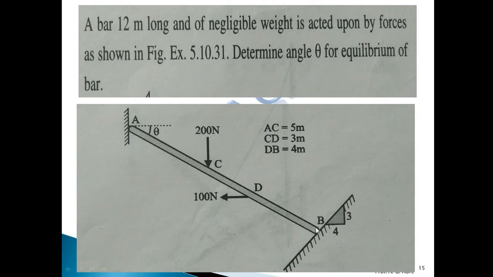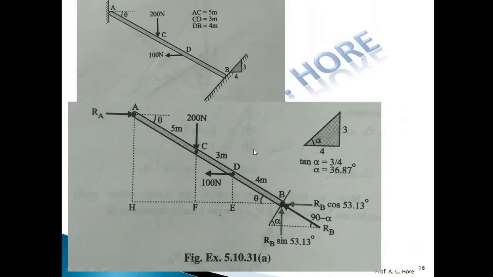Then this reaction is perpendicular to this surface. This is 90 degree. This is 36.86. So the reaction having the angle with horizontal, that is 90 plus 36.86 minus 180, subtract this addition from 180, you will get the reaction RB angle with horizontal. Okay, so likewise draw the FBD of this complete diagram.